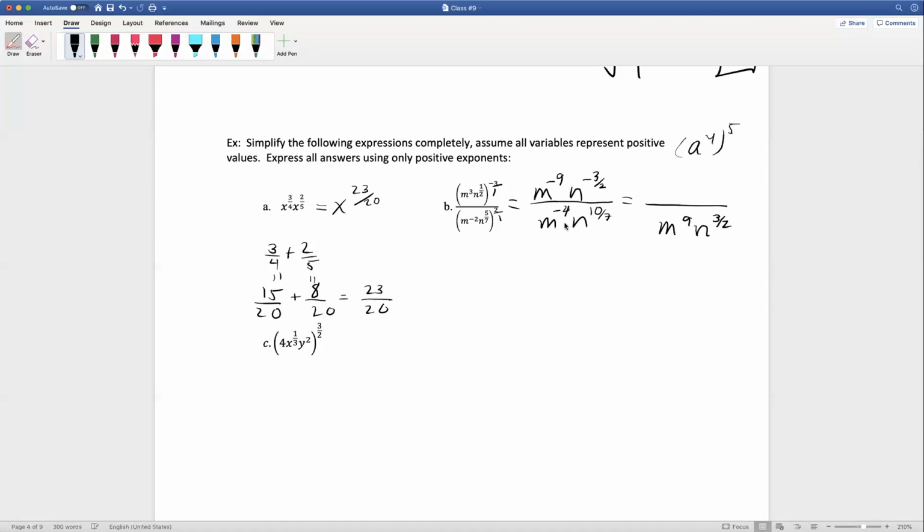See m to the negative 4th? Now that negative exponent's in the denominator. It's going to come up. Cross the line, change the sign. n to the 10/7, it's already positive. We're just going to keep it in the denominator over here.